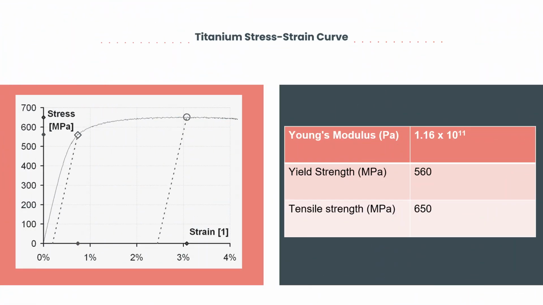The strength curve for titanium demonstrates high stiffness with a Young's modulus of 1.16 times 10 to the 9 pascals. It has a substantial yield strength of 560 megapascals and good tensile strength at 650 megapascals. Titanium exhibits elastic behavior up to the yield strength, followed by plastic deformation and strain hardening until it reaches the ultimate tensile strength. Beyond this, it can fail due to necking and fracture.